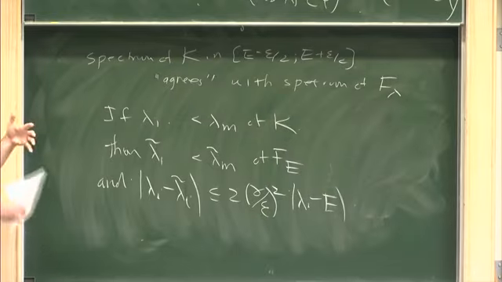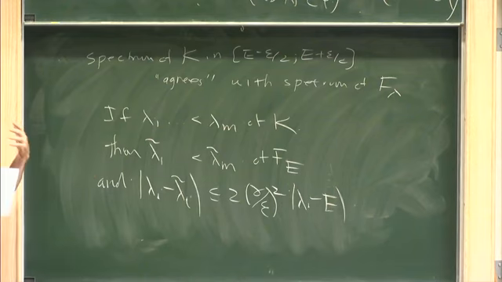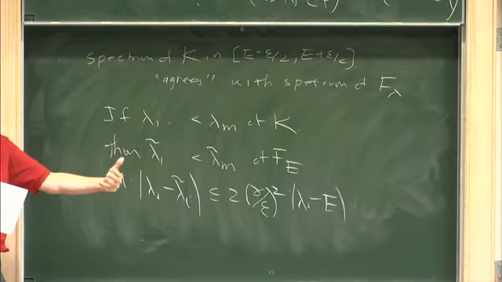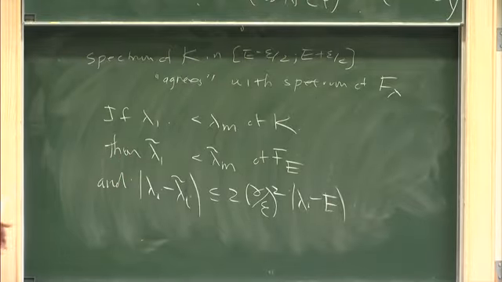The two sets of eigenvalues are close enough in the vicinity of E that a gap in one set translates into a gap in the other. And that's the basic method that we use to treat this issue of minimum level spacing.